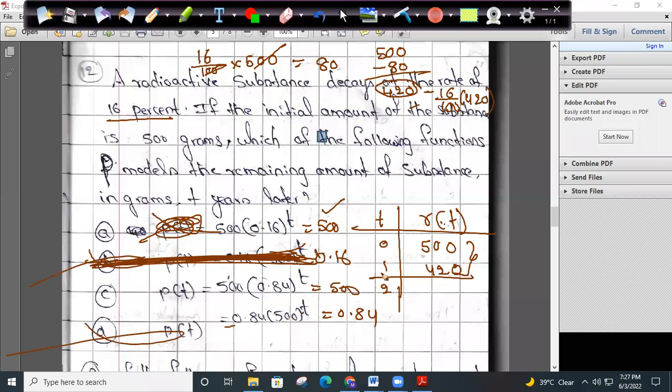Now between A and C, put T equal to 1. When I put T equal to 1, 500 times 0.16 is 80, not 420. 500 times 0.84 is 420. So the answer is C for Chennai.